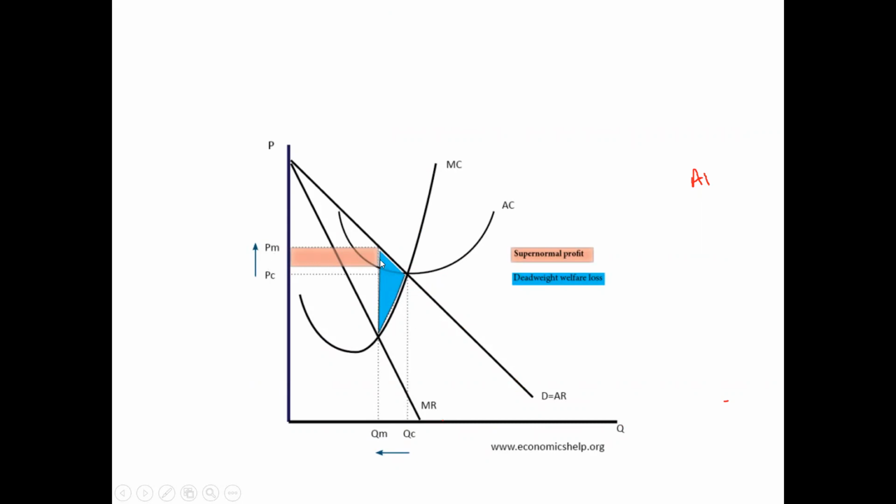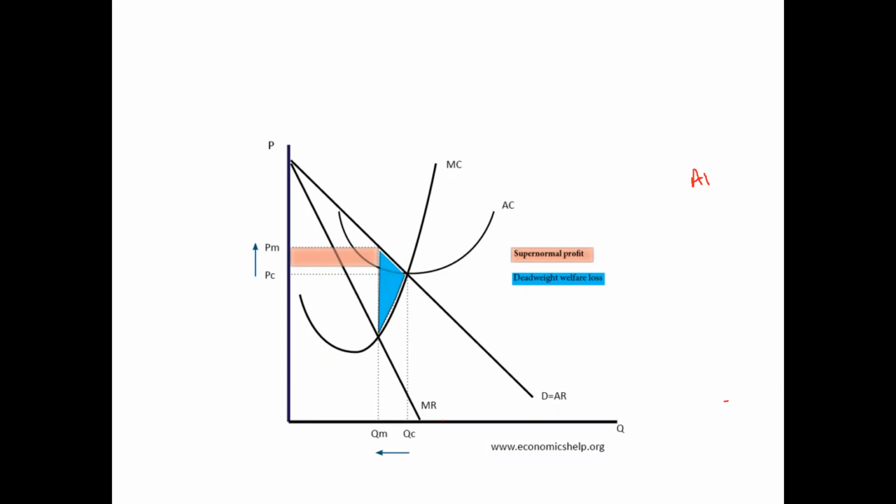My deadweight loss is there. MC equals demand, allocatively efficient or socially optimal. MC crosses ATC, productively efficient. This is the same graph as a monopoly. The only difference is here.